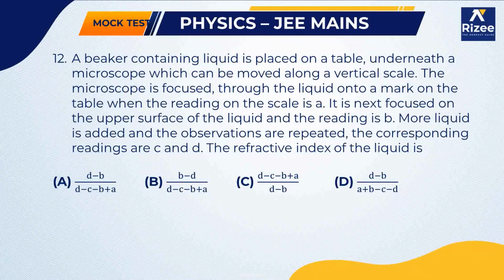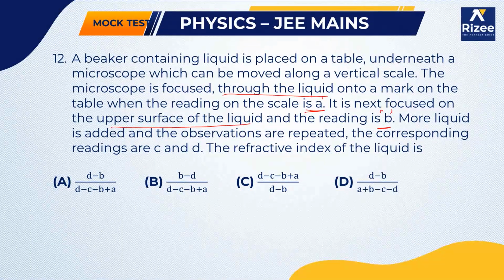Now coming to your next question: a beaker containing a liquid is placed on a table underneath a microscope which can be moved along the vertical scale. The microscope is focused through the liquid onto the mark on the table. When the reading of the scale is A, it is next focused on the upper surface of the liquid and the reading is B. When it is being focused through the liquid, the reading is A. When it is focused on the upper surface of the liquid, it is B.